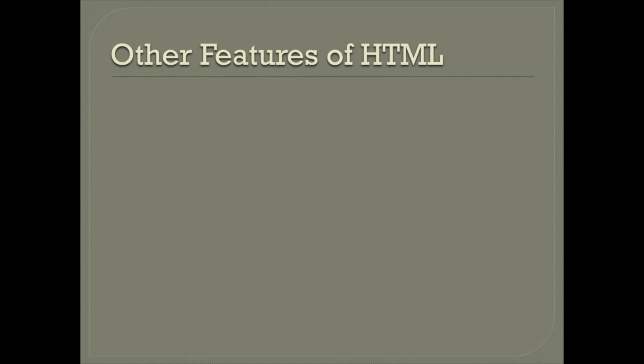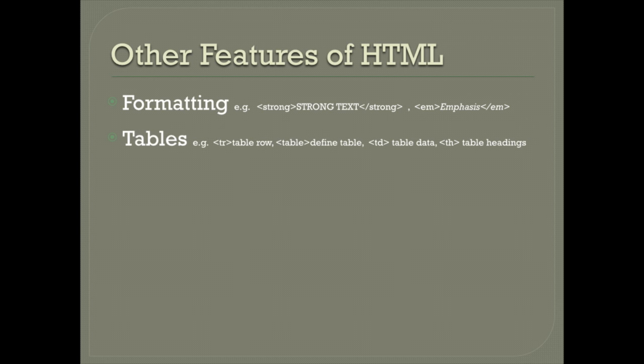As well as images and links, there are some other aspects of HTML which are also widely used in an average web page. For example, we may want to format text by making certain parts bold or italic, and we do this by using tags such as strong and em respectively. We may also want to create tables or lists, and some common tags which are used are shown here.